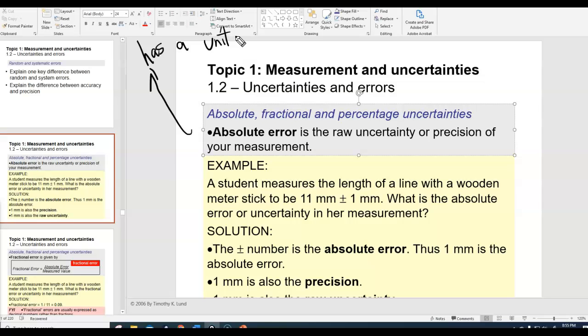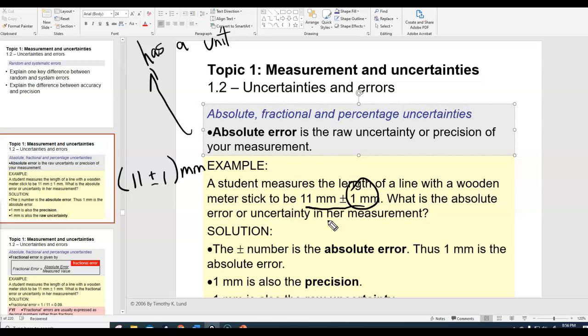So for example, a student measures the length of a line with a 1 meter stick to be 11 millimeters plus or minus 1 millimeter. What is her absolute uncertainty? Well, it's right there. And I know right away that's the absolute uncertainty because it has a unit with it. By the way, I could also write that as 11 plus or minus 1, and I could use parentheses and put millimeters on the outside. That is just as good as writing it like this. It doesn't matter which one you do, but you might see it either way.